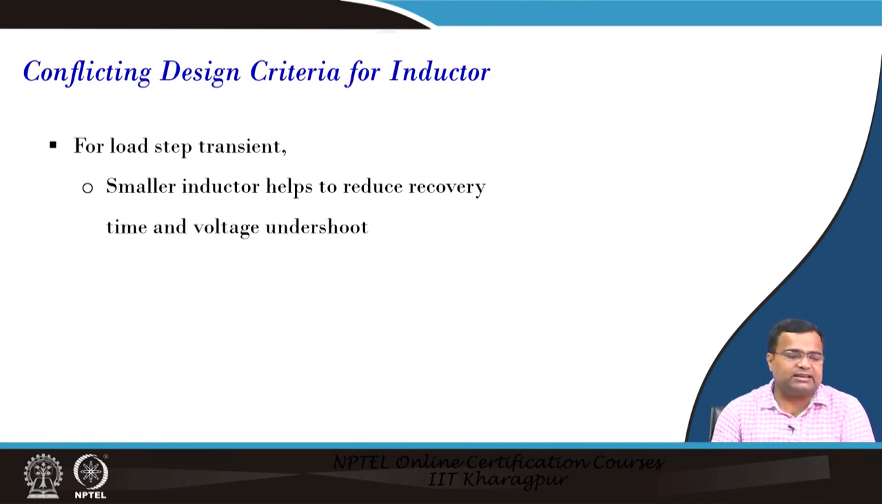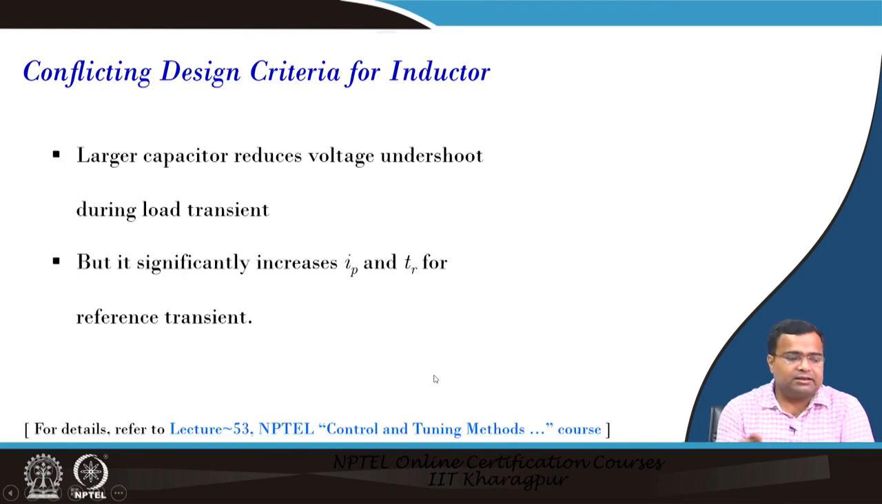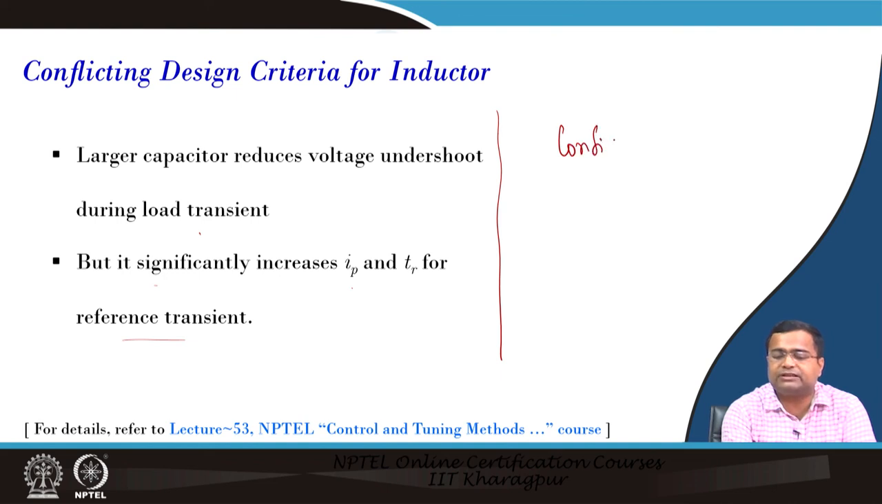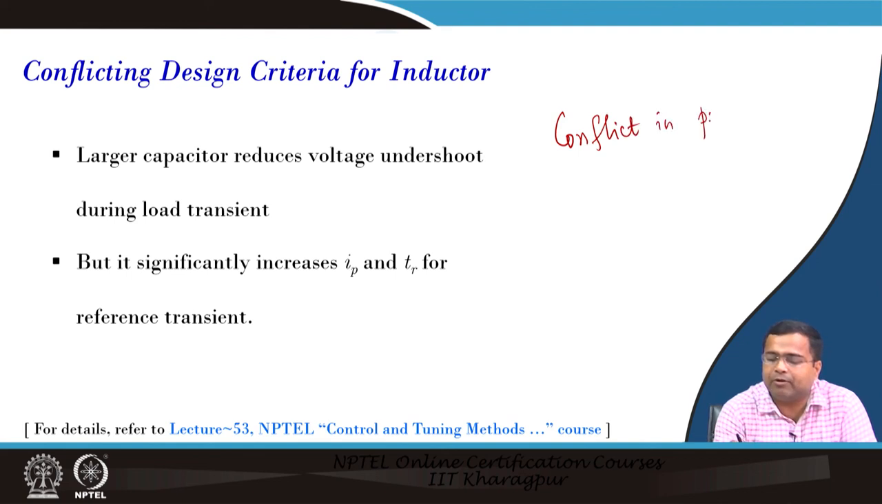So, the conflicting criteria: for load step transient, a smaller inductor helps to reduce recovery time and voltage undershoot, but for a reference transient, a smaller inductor significantly increases the peak current. So, that is a conflict. Then, if you take the capacitor, a large capacitor reduces the undershoot under load transient, but it significantly increases the peak current as well as the recovery time for the reference transient. So, this gives rise to a conflict in power stage design.